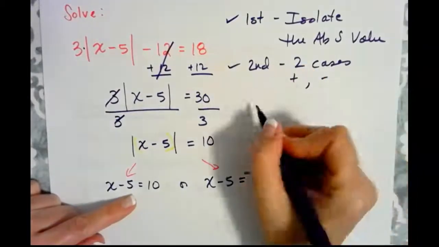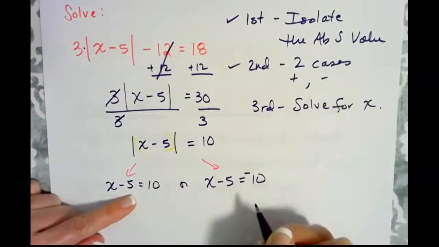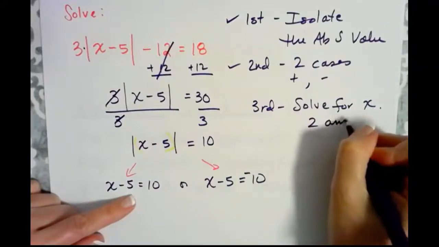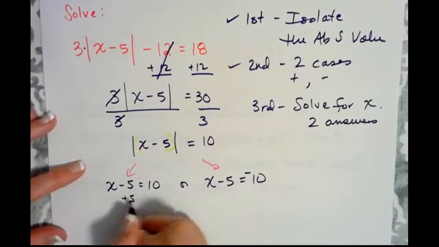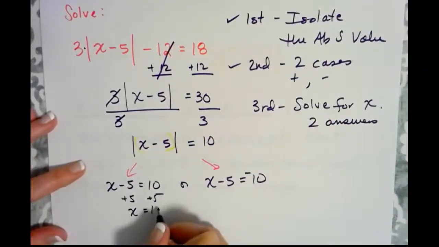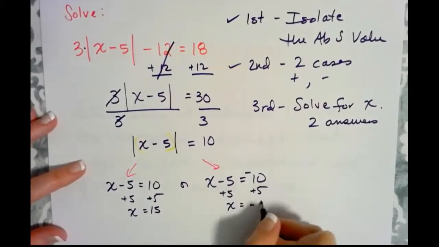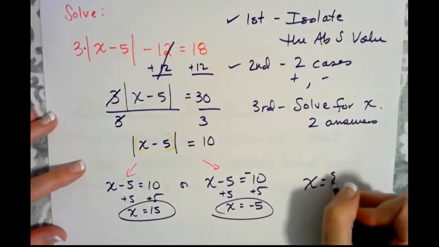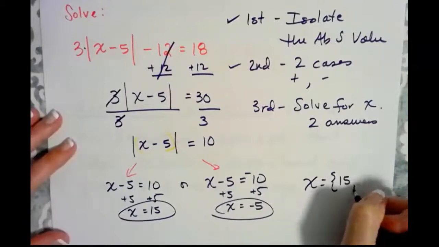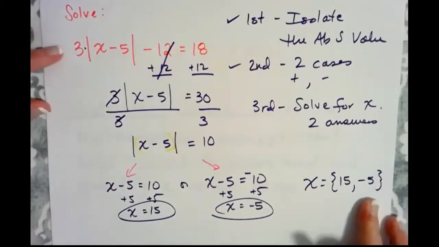And that's done. Third, we are going to solve for x. And we are going to get two answers here. Most of the time we will. So, plus 5, x equals 15, plus 5, x equals negative 5. So there's my two answers. Here's my solution set. X can be 15 or x can be negative 5. Both of these answers will make this equation true.